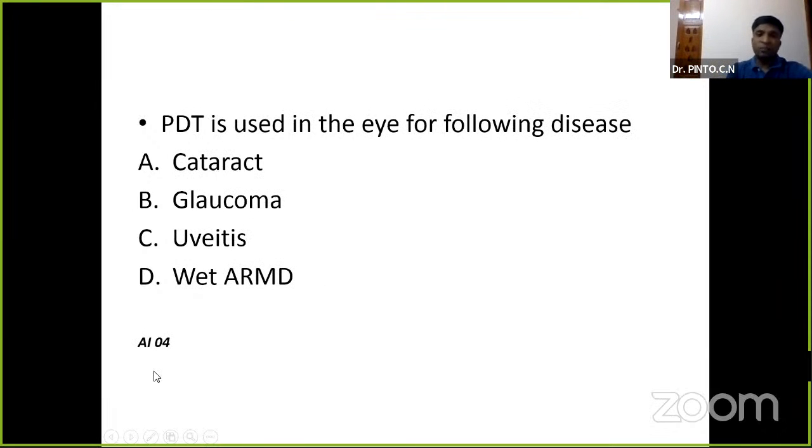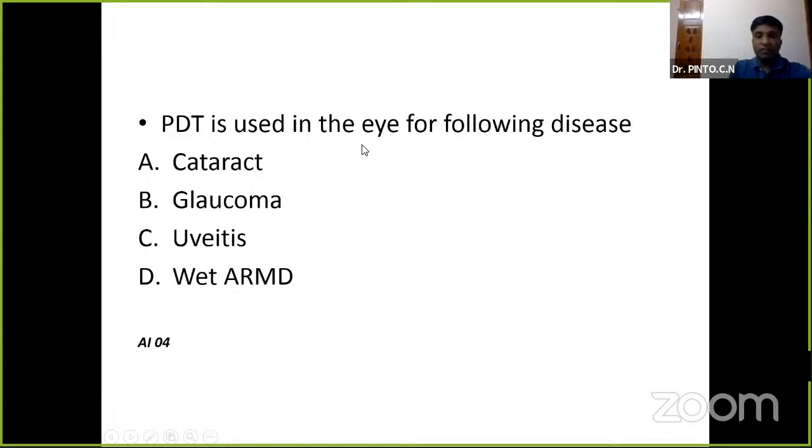Okay. What is PDT? PDT is used in the eye for the following disease. First, understand PDT means photodynamic therapy. This is used in a case of wet ARMD. Whenever there is a choroidal neovascular membrane, we use a photosensitizer, that is verteporfin. Verteporfin is a chemical agent which is injected intravenously. When this intravenous solution comes into the eye, it is lasered using a diode laser. When this solution takes the laser, that will cause the destruction of the choroidal neovascular membrane.